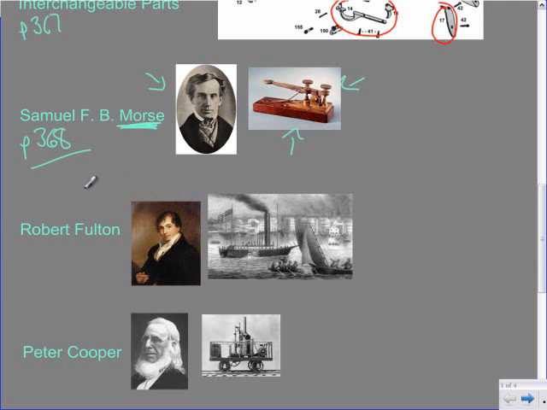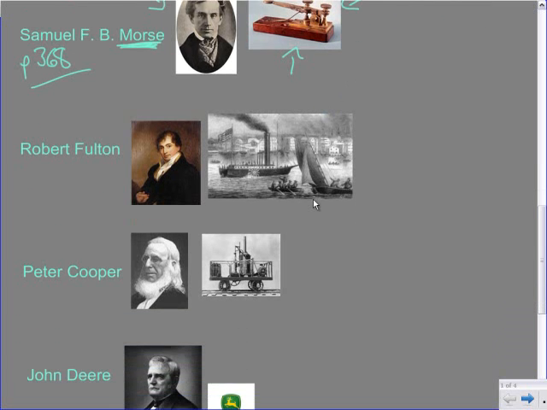Basically, the telegraph sends out pulses of electricity through a wire. Somebody else gets it on the other end. They translate the dashes and dots into letters, and you can send messages all over the country in a matter of seconds when it would have taken weeks and all that kind of stuff. So now what you have is people can interact with each other faster, and it brings people a little bit closer together. The next person on your study guide is Robert Fulton.